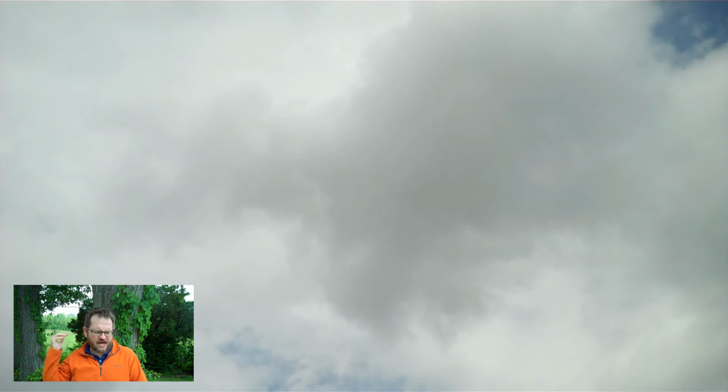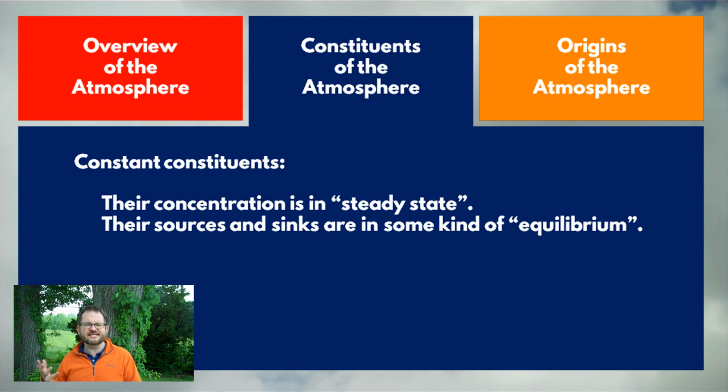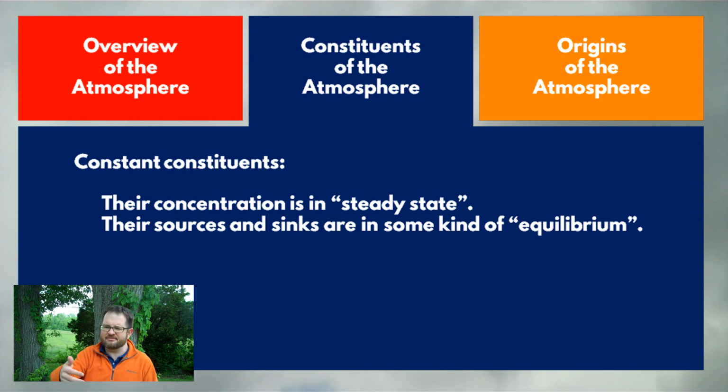Let's focus first on the constant constituents. We would say that the constant constituents of the Earth's atmosphere, here's a power vocabulary word for you, are in steady state. When we say that they're in steady state, what we mean is the input rate of that gas is about the same as the output rate. We're not getting more and more oxygen all the time in the Earth's atmosphere.